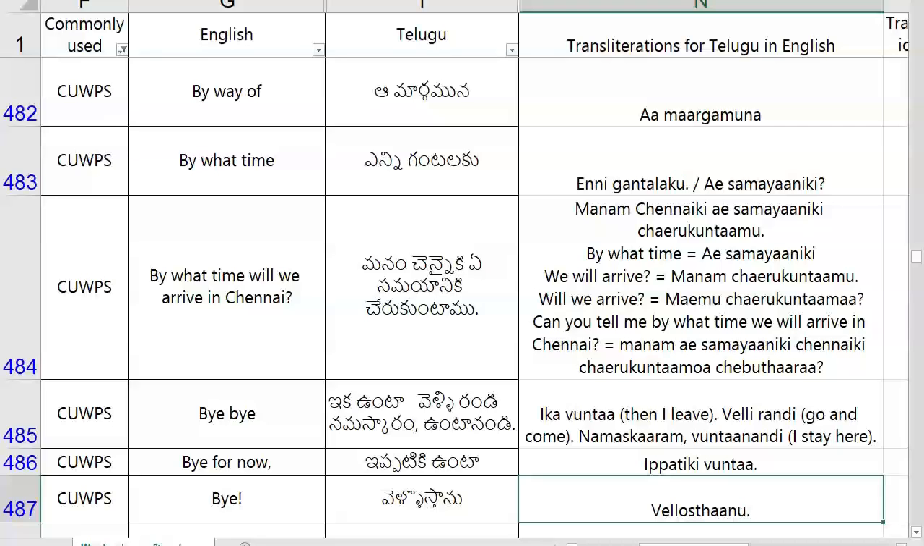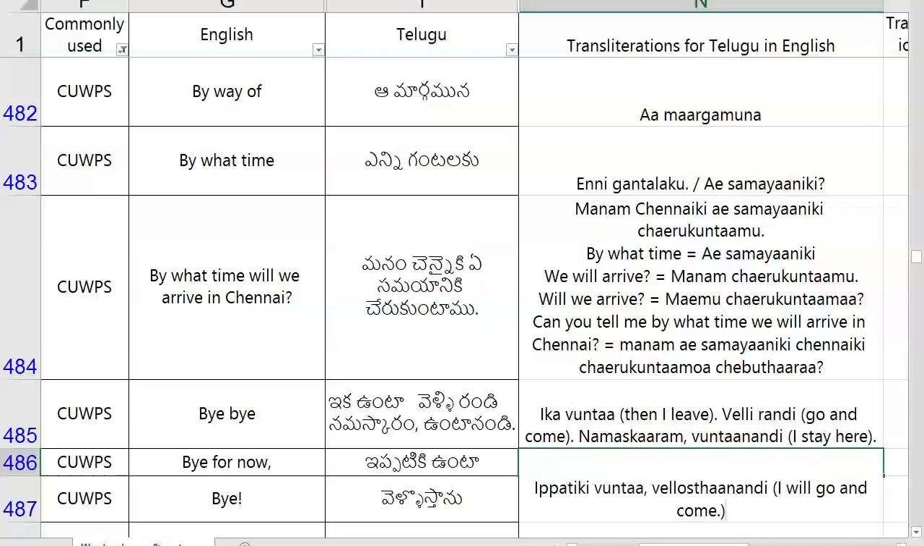Ika unta, in both contexts it is correct. Both persons can say the same thing, ika unta. But the correct way of speaking is vellostanu, which exactly suits. For example, if you are leaving a place and you want to say bye bye, you better say vellostanu. That means I will go and come. I will also write here vellostanandi. If you are leaving, you better use this one.